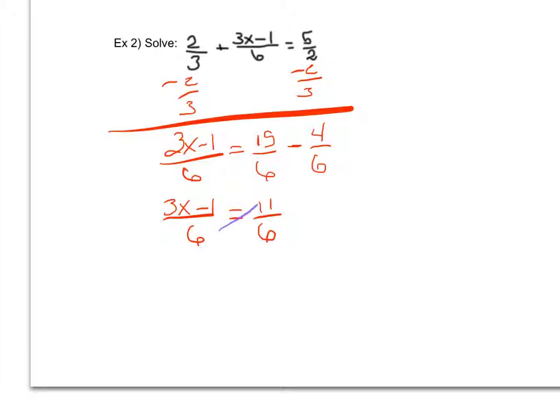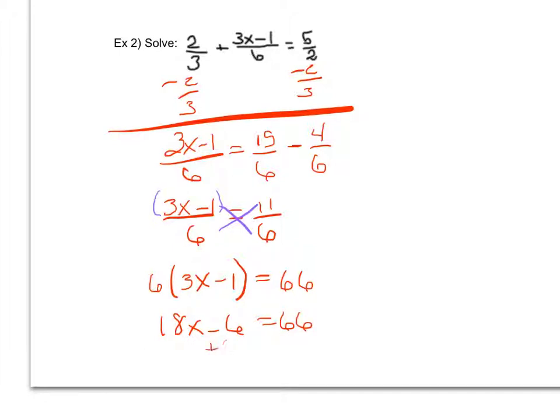So I will multiply 6 and 11, and 3x minus 1 and 6. Since 3x minus 1 is a binomial, I'm going to show that I am multiplying the entire top by 6 by being sure to include it in parentheses. So I have 6 times the whole top, 3x minus 1, equals 6 times 11, which is 66. I'm going to go ahead and distribute the 6. I could also divide both sides by 6, it doesn't matter. And I get 18x minus 6 equals 66.